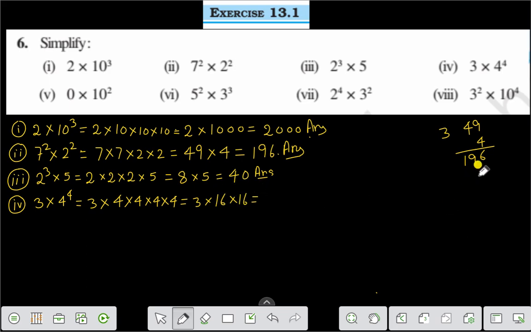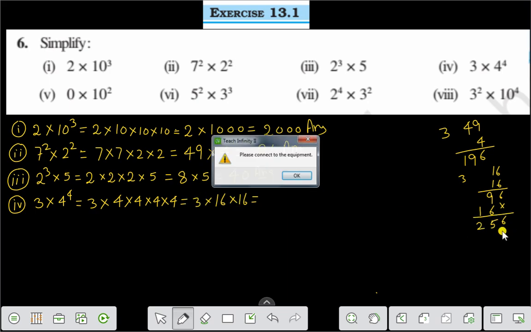If you multiply 16 with 16, that is 6 sixes are 36, 3, it is 6. 6 is 6 plus 3 is 9. And 6 ones are 6, 1 one is 1. 9 plus 6 is 15. Carry 1. 1 plus 1 is 2. That is 256.